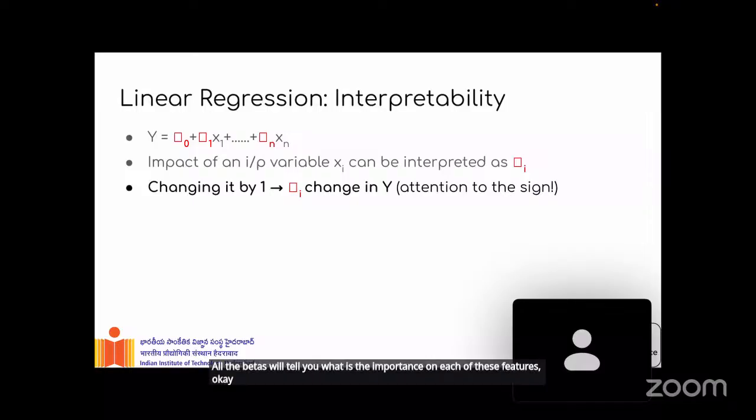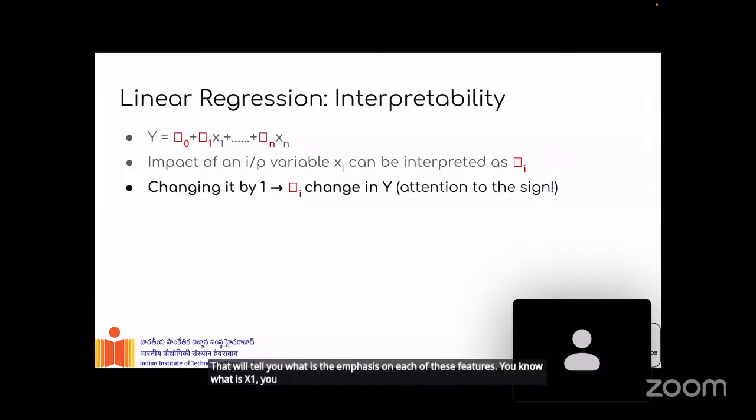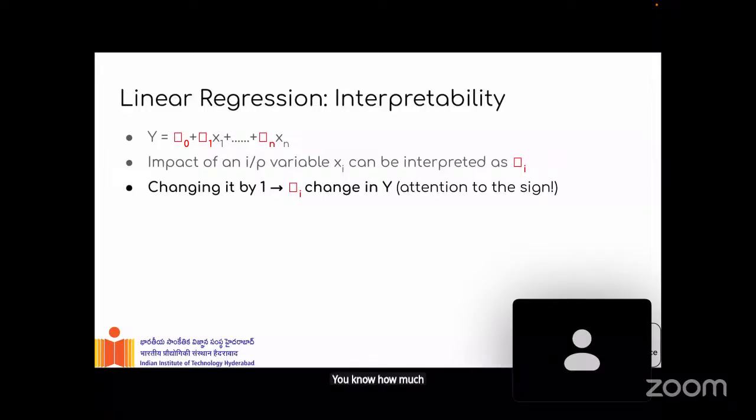Beta 0 tells what is the inherent bias of the model, its prediction when all the input is 0. Bias means without any input, the model is already predicting something, which is beta 0. Now look at beta 1 and beta 2 and so on. That will tell you the emphasis on each of these features. You know what x1 is, you know what x2 is. It can be the distance to the airport, the number of bedrooms, the area of the flat. You know how much emphasis the model has.